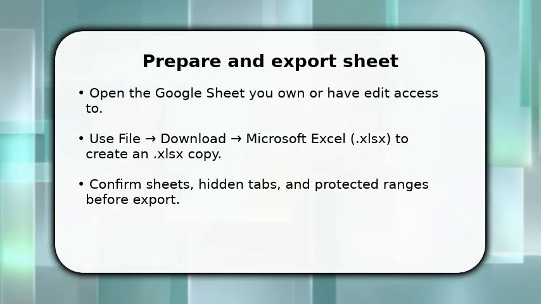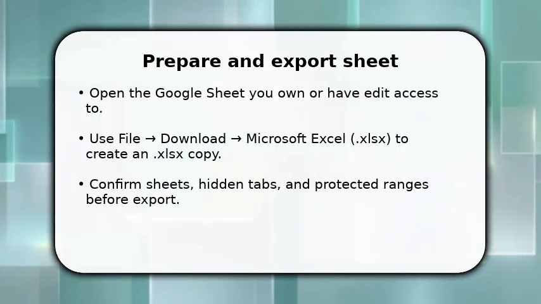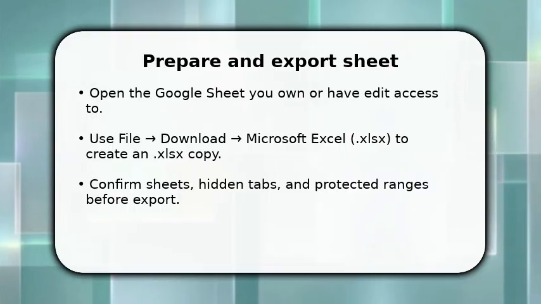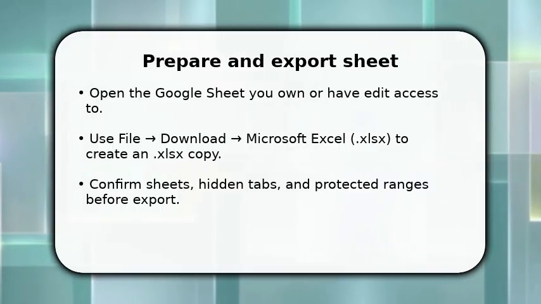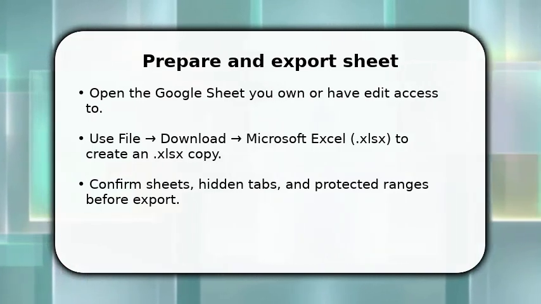Once downloaded, make sure hidden sheets or protected ranges are visible because they often get omitted or altered during conversion. Also check that collaborators finished edits, otherwise you'll pull partial or conflicting data. Do this first so the rest of the process works smoothly.